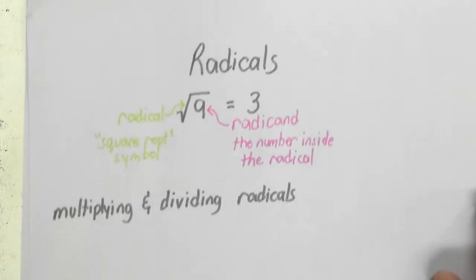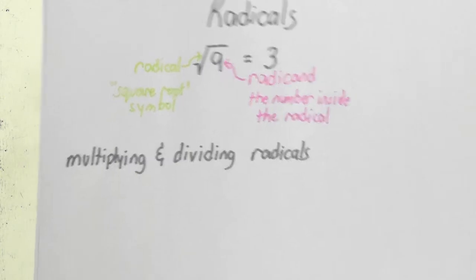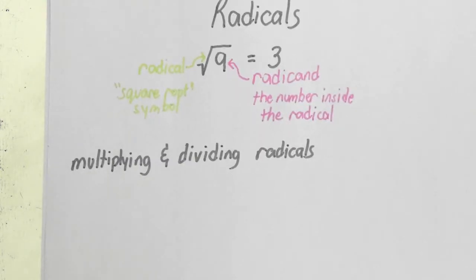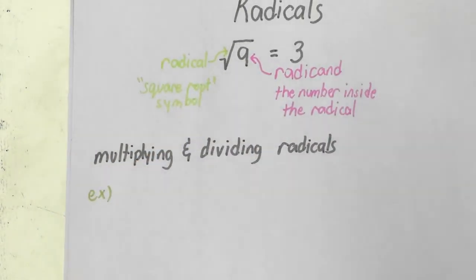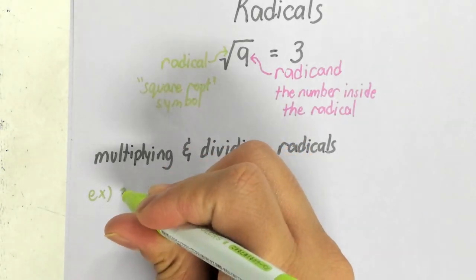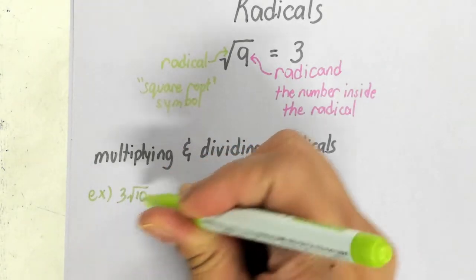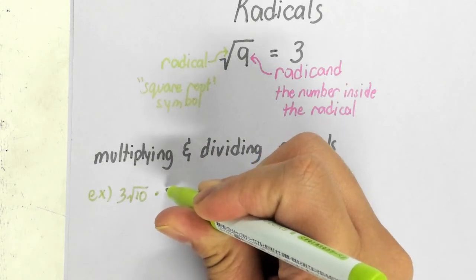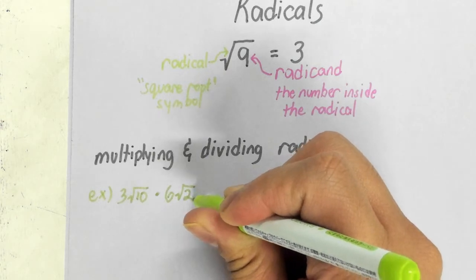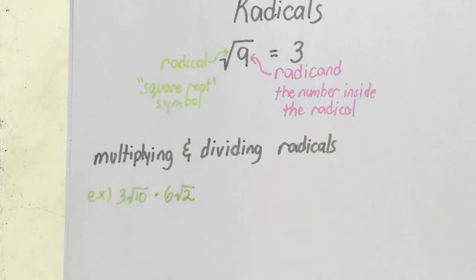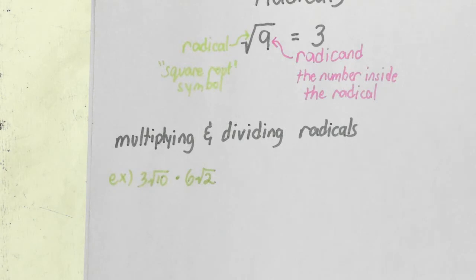Let's move on. Multiplying and dividing radicals. Let me give an example. If I have 3 square root 10 times 6 square root 2. The way you multiply radicals is you multiply the outside with the outside and the inside with the inside.